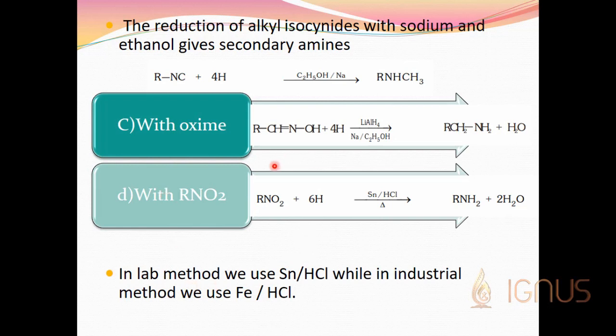If you reduce the nitro compound, here you can see RNO2. If we reduce it with tin in HCl in presence of hydrogen, you will be getting amine. Remember, this is a very important reaction. Just note down this reaction. It is a conversion of nitro to amine in presence of tin in HCl. This is a catalytic reduction because you are using tin as a catalyst. It is a very important reaction.